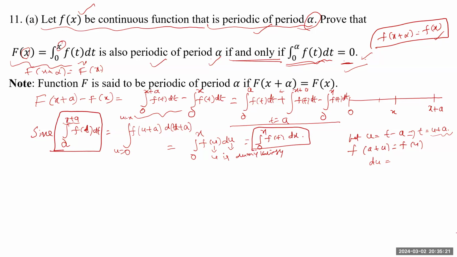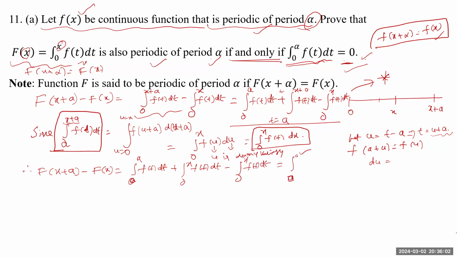Now I use this information in this equation star. Therefore F of x plus a minus F of x equals the integral 0 to a of f of t dt plus, I replace a to x plus a by 0 to x of f of t dt, minus the integral 0 to x of f of t dt. So what is the output? The integral 0 to a of f of t.